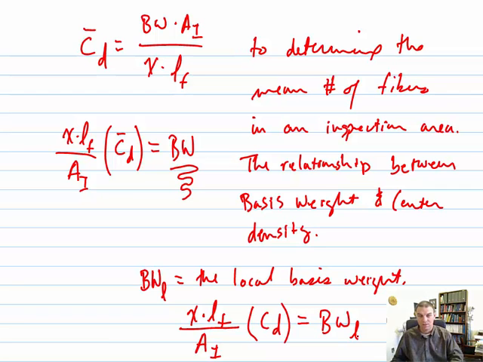Okay, so now we understand these relationships. Hopefully you understand what center density is at this point in time, and how we use basis weight in different inspection areas or inspection sizes to determine the number of fibers within a given area. And at the end here, I've wrapped this up and pointed ahead to say we're going to start looking at the local basis weight and the local basis weight variability.